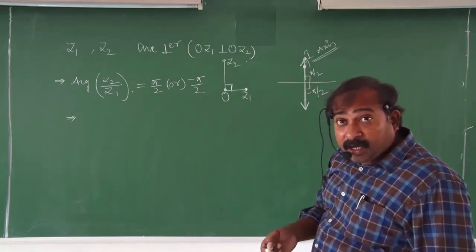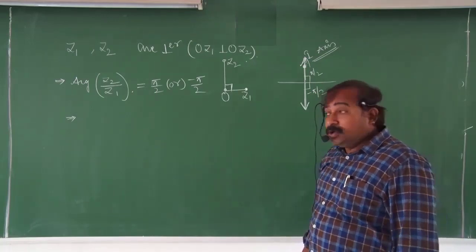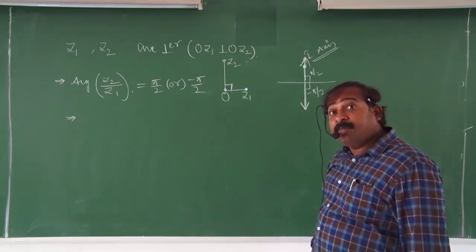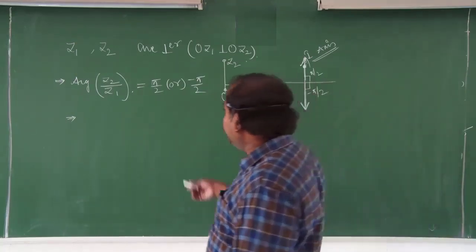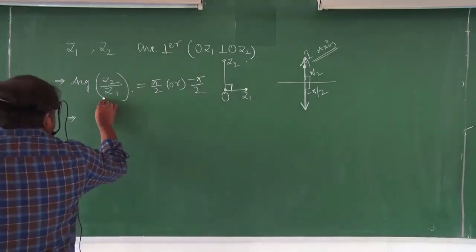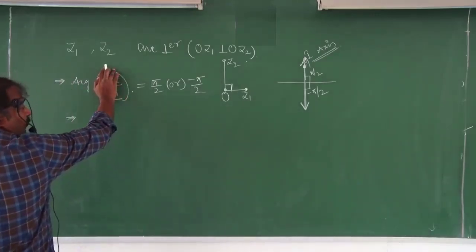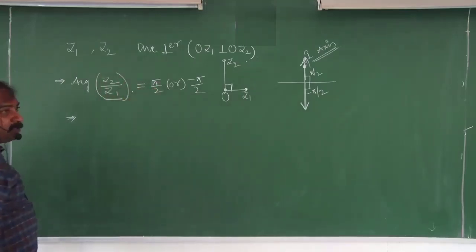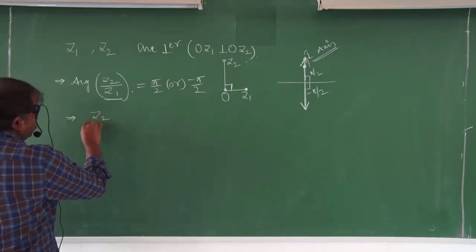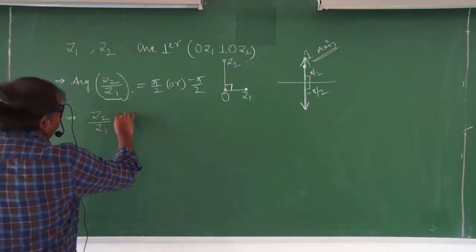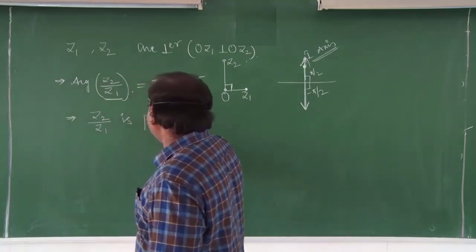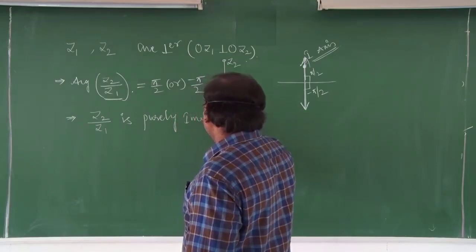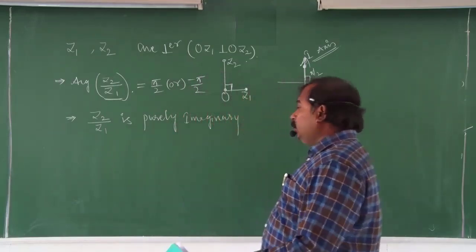Any complex number lying on the imaginary axis means the complex number will be purely imaginary, meaning the real part is equal to 0. So here I can say this is the one complex number, and for it they have given the argument as pi by 2 or minus pi by 2. Means what is the nature of the complex number? Z2 by Z1, what is its nature? Purely imaginary. Purely imaginary. Now listen.